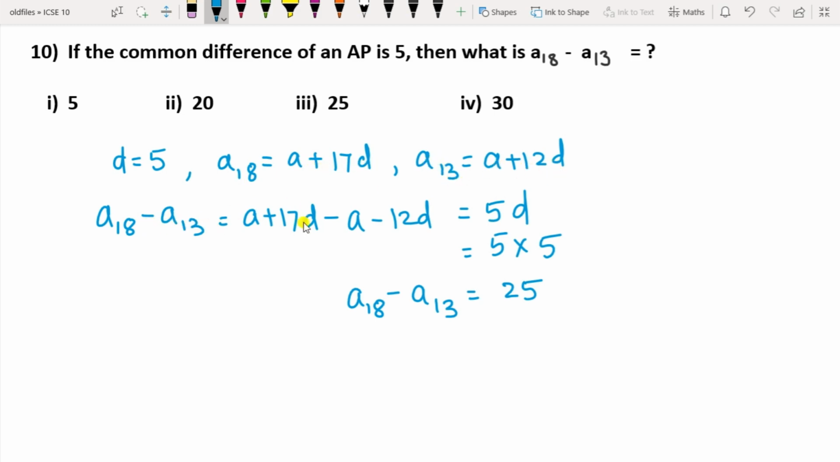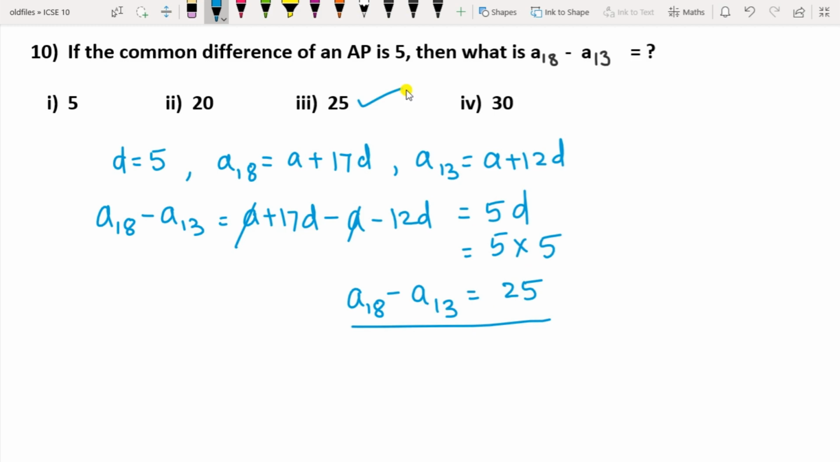Subtract these two. So this will be A plus 17D minus, if you take the minus inside, it will be minus A minus 12D. A minus A will get cancelled. So 17D minus 12D is 5D. But the value of D is 5 here. So it is 25, 5 fives are 25. So A18 minus A13 is 25. So option 3 is the correct option.